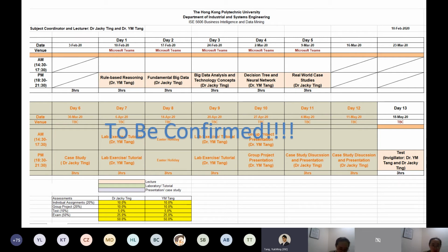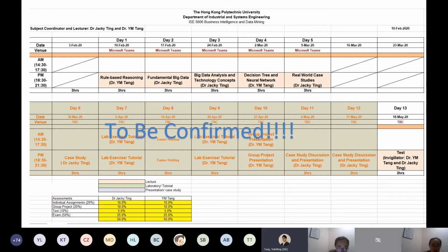Then we have a 2-week break at the end of March, so there's no lesson at the end of March. How about the arrangement after the break? I don't know yet. We need to wait for the university arrangement, so the lessons after the break will be confirmed later. I'll let you know what our plan is later. I'll post it on the Blackboard.